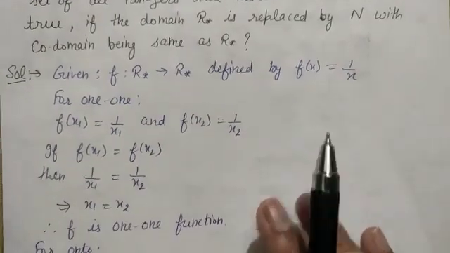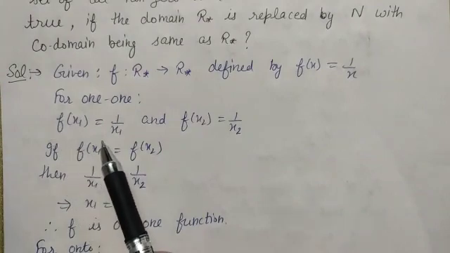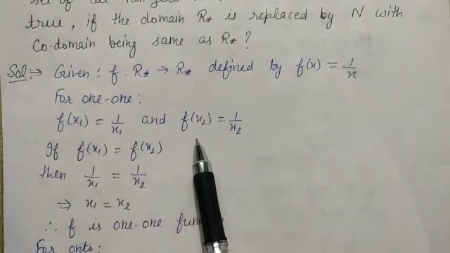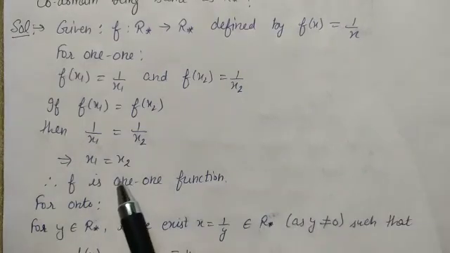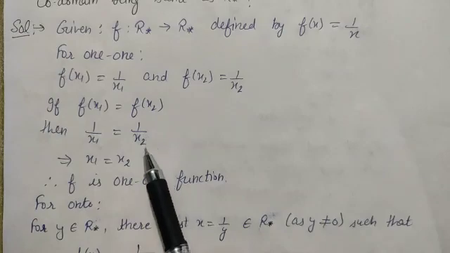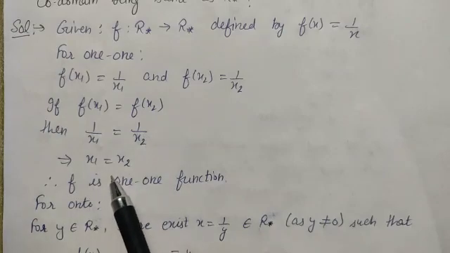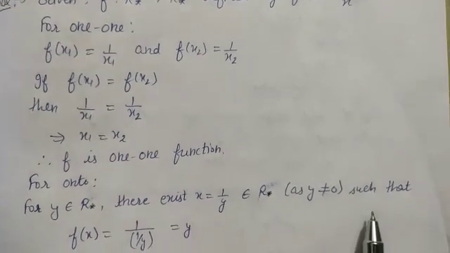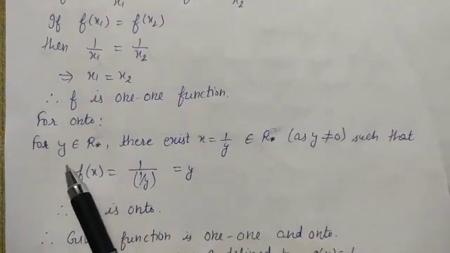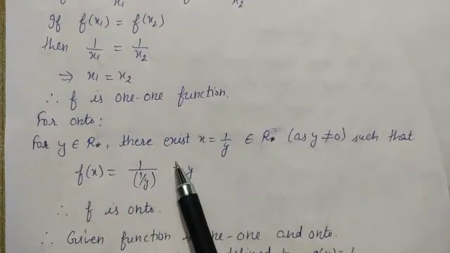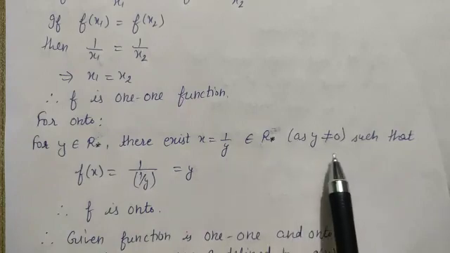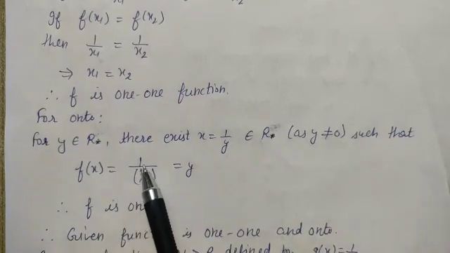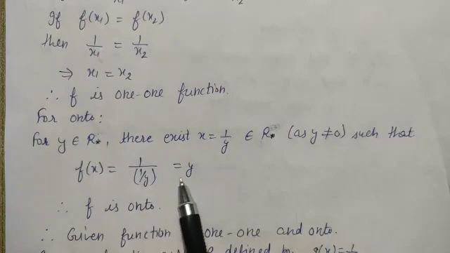So for 1-1, f(x1) = 1/x1 and f(x2) = 1/x2. If f(x1) = f(x2), then 1/x1 = 1/x2. It implies x1 = x2. So f is a 1-1 function. Now for onto, y belongs to R*, there exists x = 1/y belongs to R*, as y is not equal to 0, such that f(x) = 1/(1/y) = y.